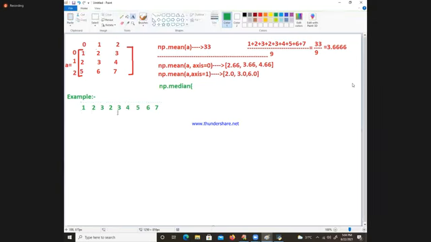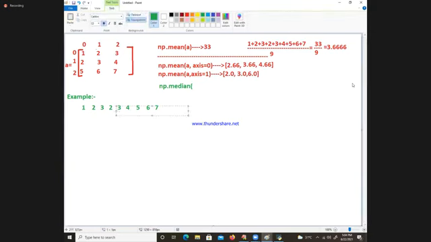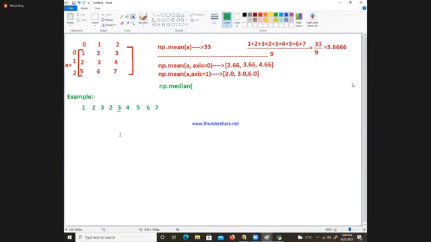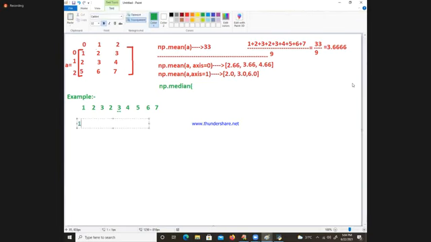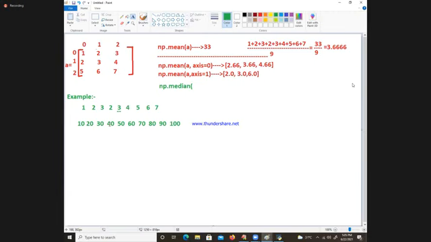What is the middle element here? This is the middle element. This is the case with an odd number of elements. Suppose even numbers are there: 10, 20, 30, 40, 50, 60, 70, 80, 90, 100. What is the middle element here? The middle elements are 50 and 60, with 4 elements on this side and 4 elements on this side.